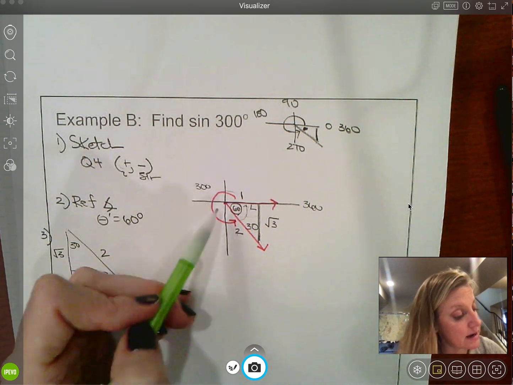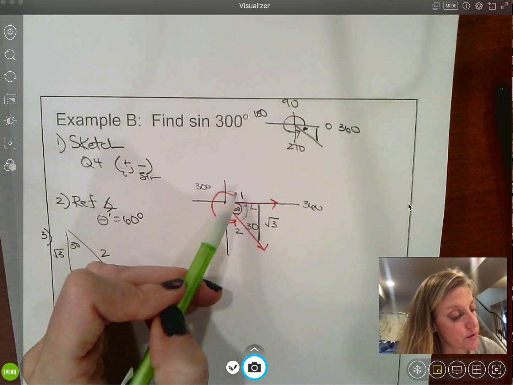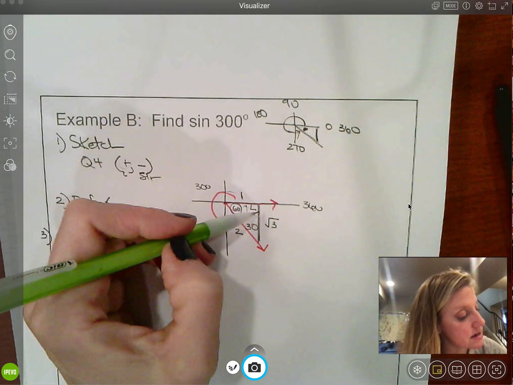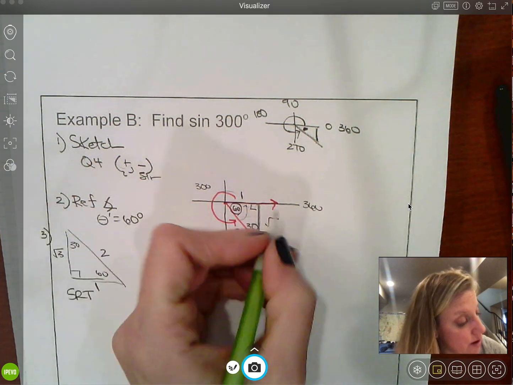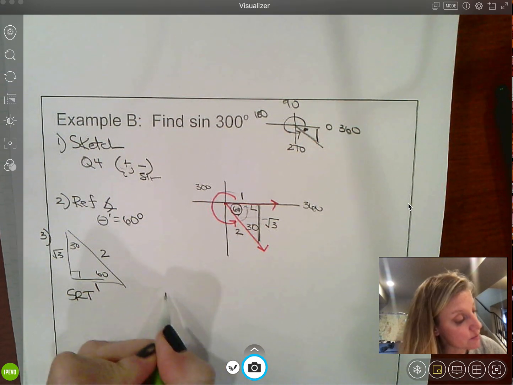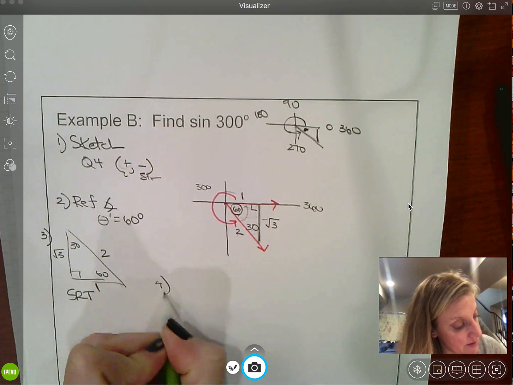But now we have to remember this plus minus. From the origin to the right, we go to the right to get to quadrant 4, so that 1 can stay positive, but we go down to get into quadrant 4, so this root 3 has to be a negative. So now I'm ready to actually evaluate.